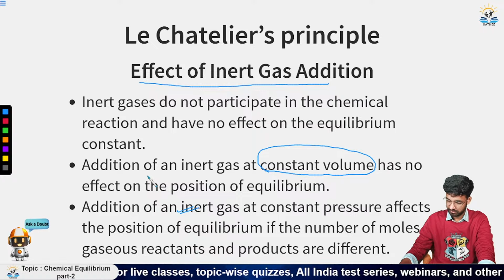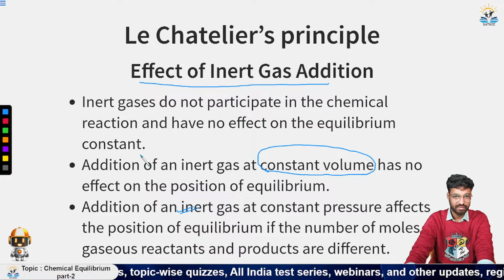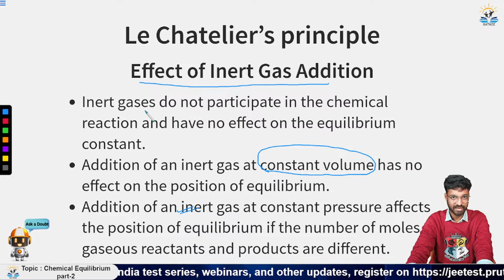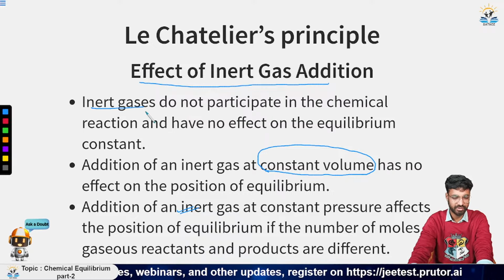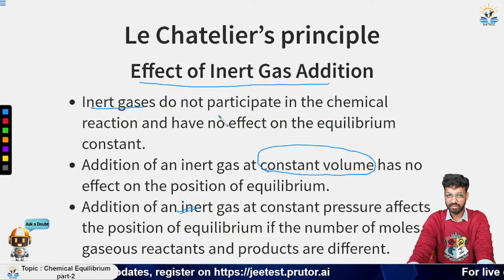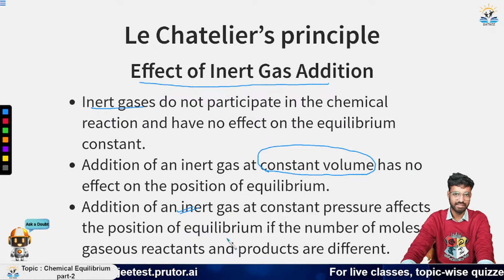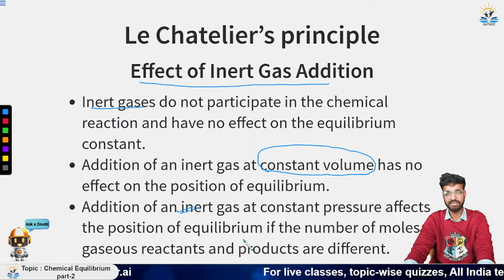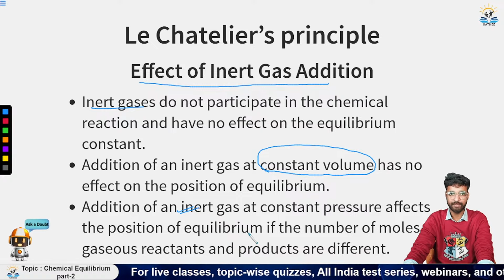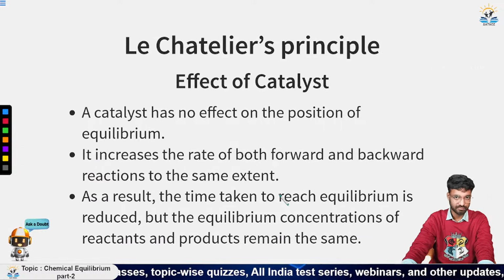Now, how do we explain this? The first explanation for why inert gas does not have any effect is that it is not participating in the reaction at all. Since it is inert, it will not participate in this reaction. The second thing is that the partial pressure remains the same upon addition of inert gas because the volume is kept constant. Okay.